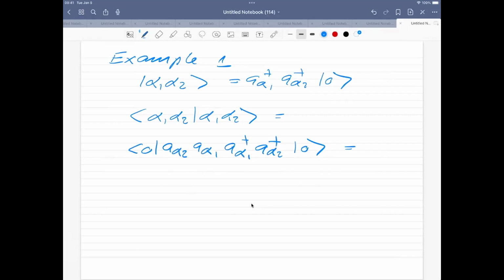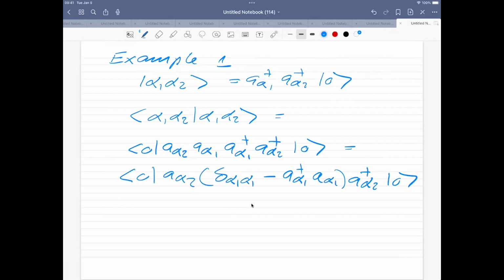So what we would do then is that we would first switch alpha 1, alpha 1. So this gives obviously alpha 1, alpha 1. So that's just 1. That's pretty obvious. And then I have an A alpha 1 dagger, A alpha 1, and then I have an A alpha 2 dagger of 0 here.